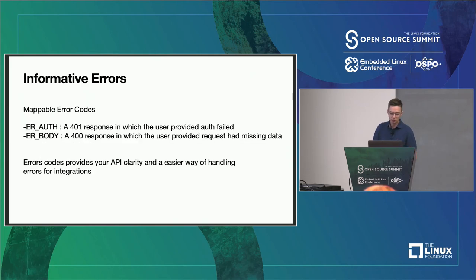For example, like these, where we have an ER auth and it's a 401 with a response, you know, user provided auth failed, or an error body. These things give you an easier way and more clarity to integrate with errors. One good example of an API that does this would be Twitter. The Twitter API defines all of these informative errors, these error codes, and it just makes implementation and integration a lot easier. Like I said, if there's any issues with it, you can key off these as constants while the message may change on you.